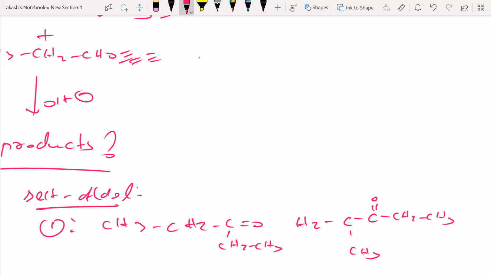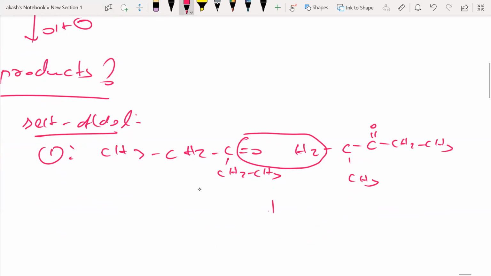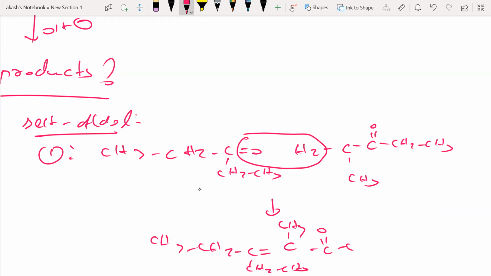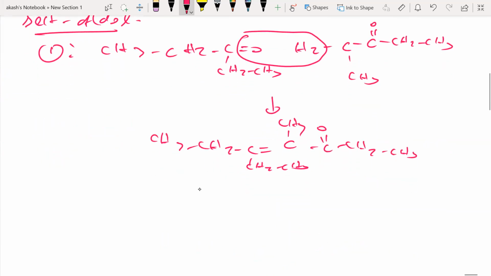Right. Okay. So now what are we going to do? We are going to remove this H2O. So the first product would be CH3CH2C(CH2CH3)=C(CH3)C=O CH2CH3. This is your first product. Now the second product is going to be 2 moles of CH3CH2CHO.